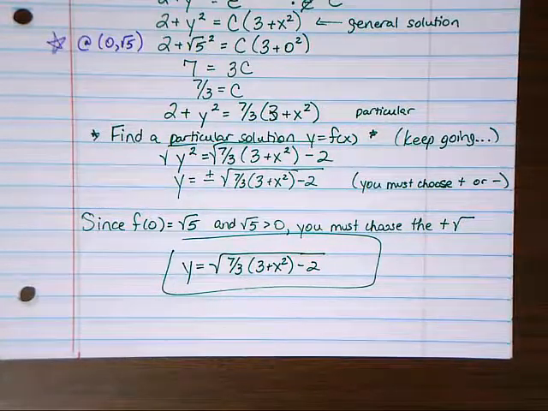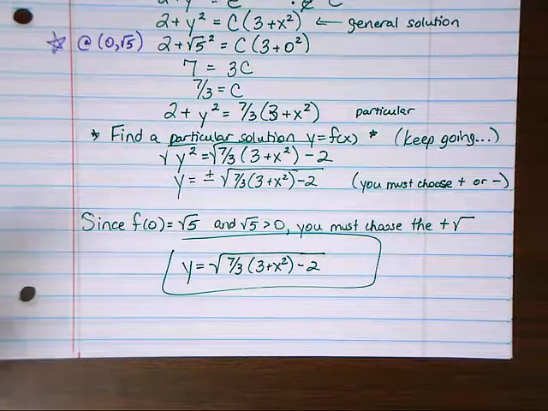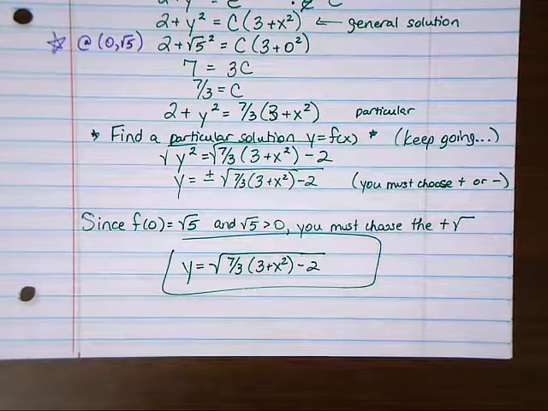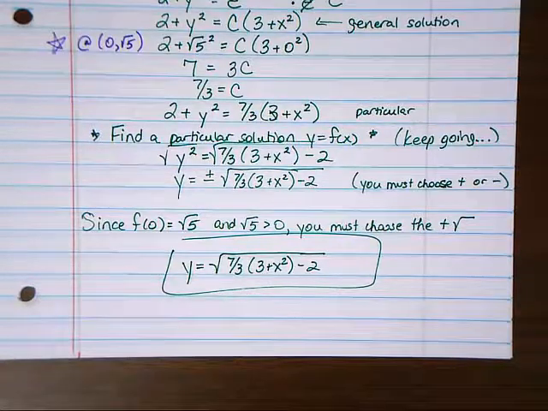Do you understand why I had to choose? Number one, why did I have to choose an answer? Because it's not a function unless I do. And number two, why I chose the positive one. Do you understand both of those? Do you have any questions?